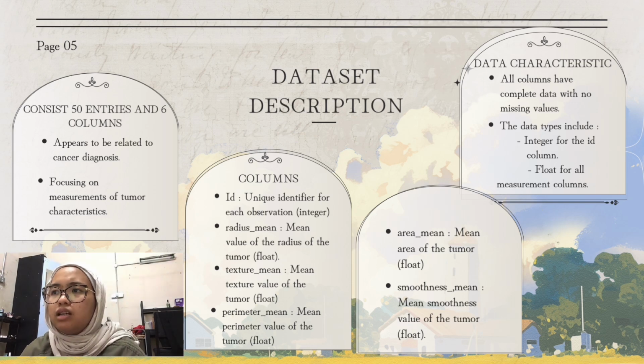So this dataset can be instrumental in identifying trends and patterns in tumor measurements. Researchers can use it to classify tumors, detect anomalies, or develop predictive models for cancer diagnosis. For instance, variations in smoothness or area might correlate with malignancy, offering critical insights for oncologists. So in conclusion, this dataset is more than just numbers. It's a powerful tool for advancing our understanding of cancer diagnosis.